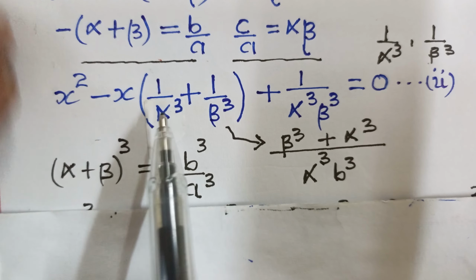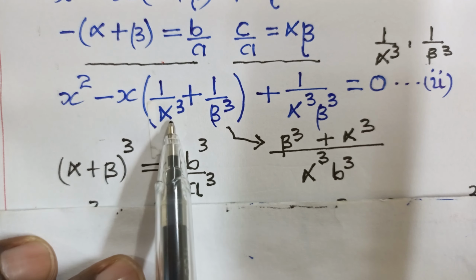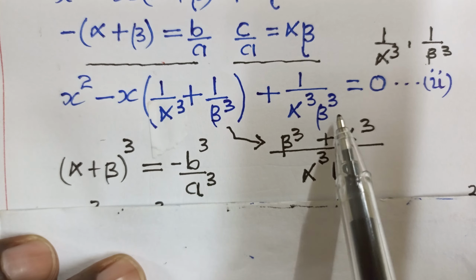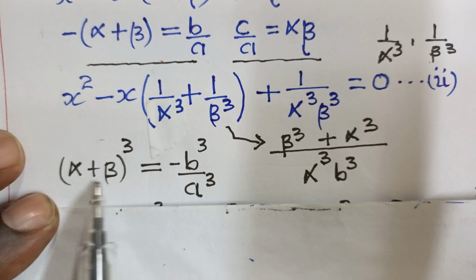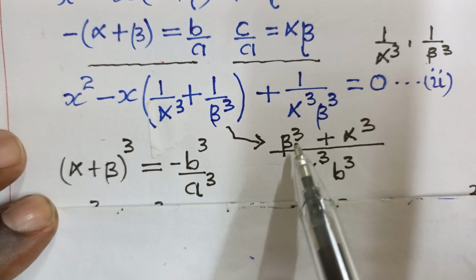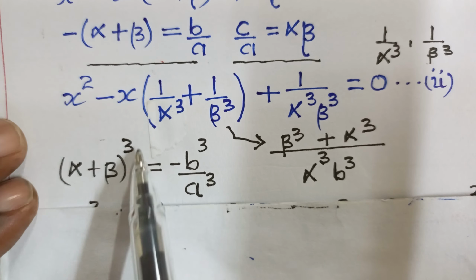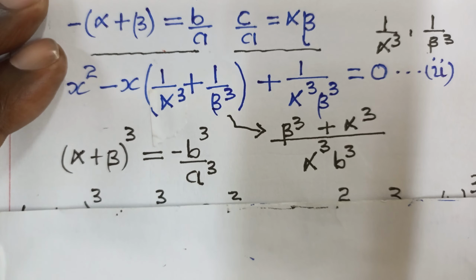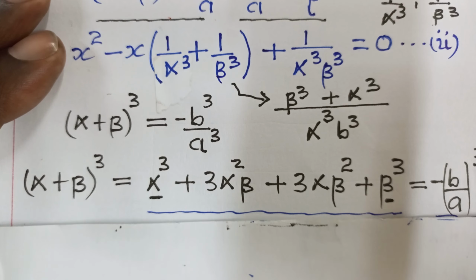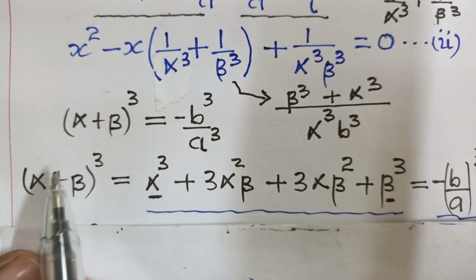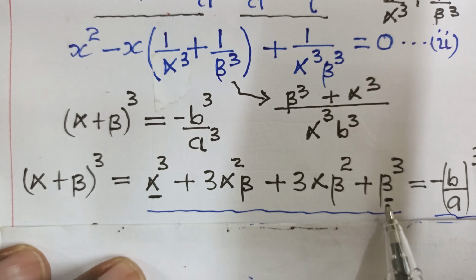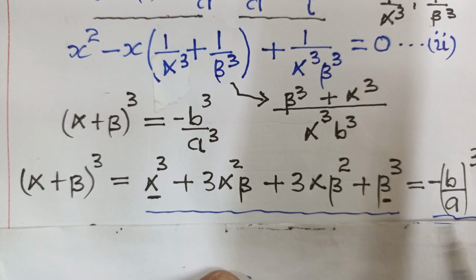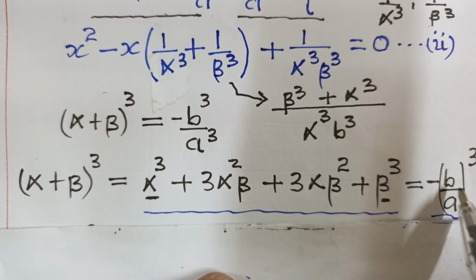Guys, remember our quest is to replace this alpha cubed, beta cubed with A, B, and C. And so therefore, guys, the first thing we can find is this. Remember, when we look for this, we shall have something like this in this equation. And this can be solved by what we call binomial expansion. So we have alpha plus beta, you cube that, this is what you get using binomial expansion. And so this is now equal to negative b all over a, into bracket, cubed.